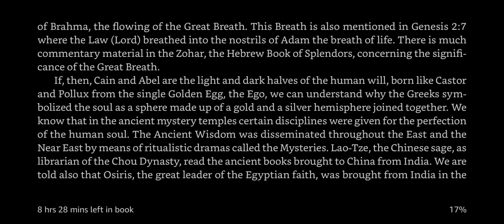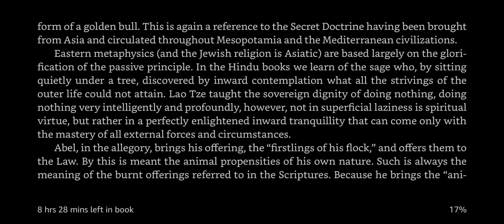Lao Tzu, the Chinese sage, as librarian of the Zhou dynasty, read the ancient books brought to China from India. We are told also that Osiris, the great leader of the Egyptian faith, was brought from India in the form of a golden bull. This is again a reference to the secret doctrine having been brought from Asia and circulated through Mesopotamia and the Mediterranean civilizations.